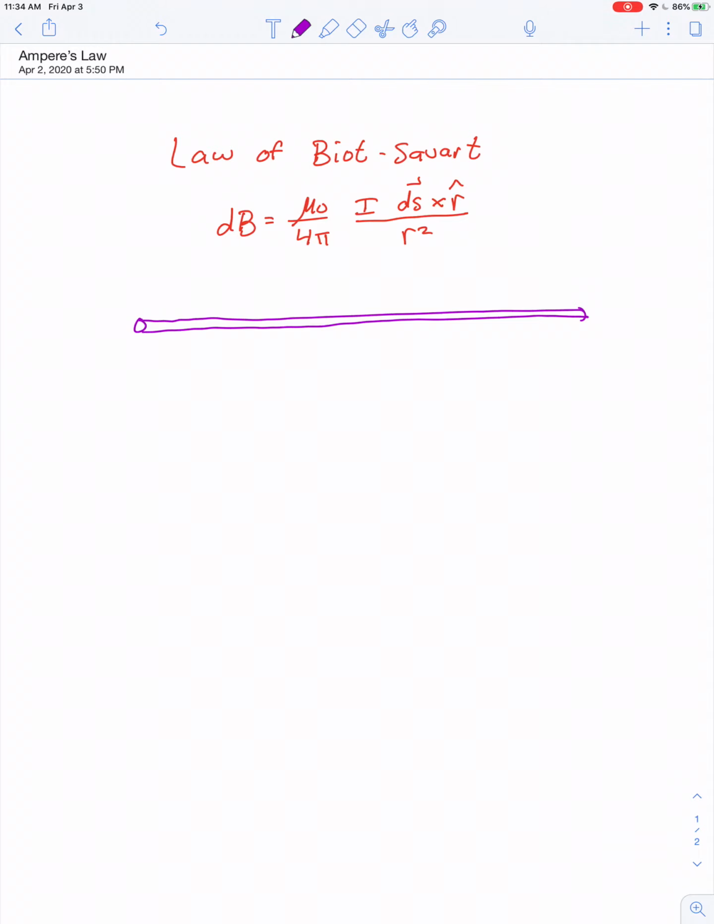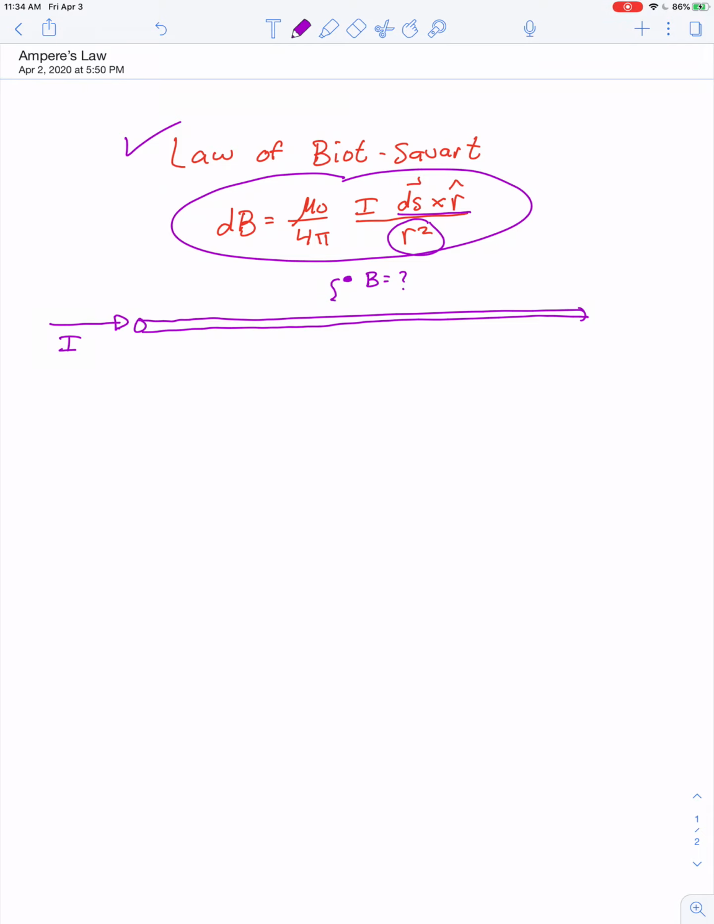In a previous video lesson for this unit, we used the law of Biot-Savart, which can be stated as dB equals mu naught over 4 pi times I times the cross product of ds and r hat, all divided by r squared. We use that law as a brute force method in order to determine what's the magnetic field at some indicated point if we know the amount of current that's flowing through the wire and we're given the distance between that point and the center of the wire.